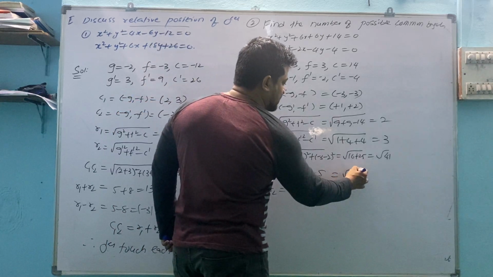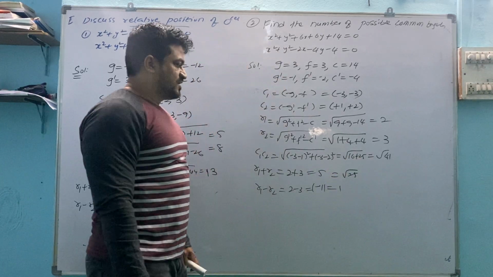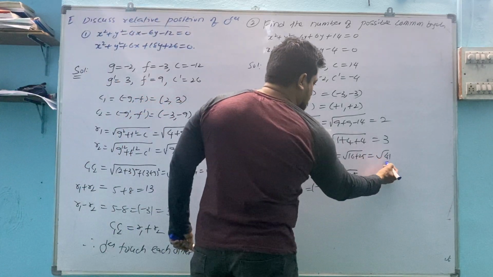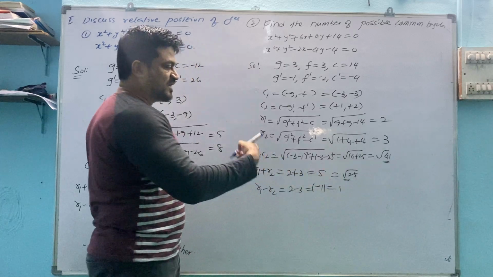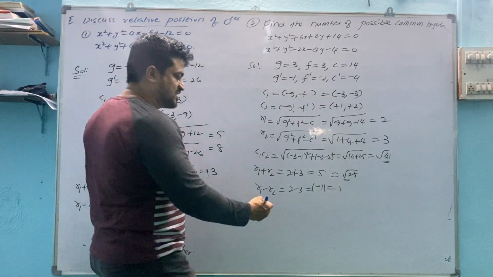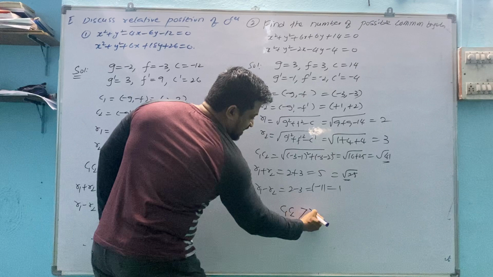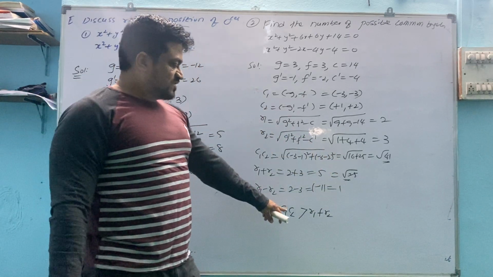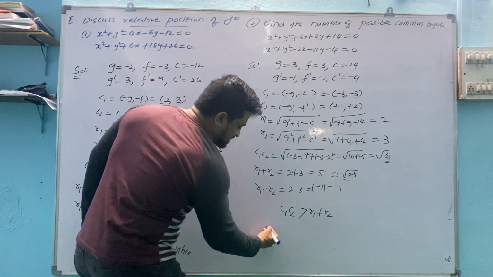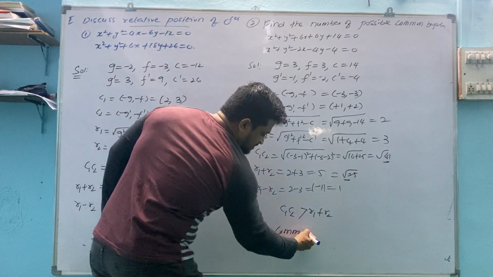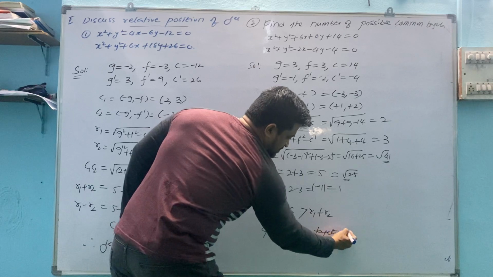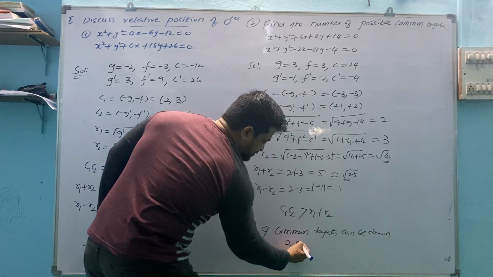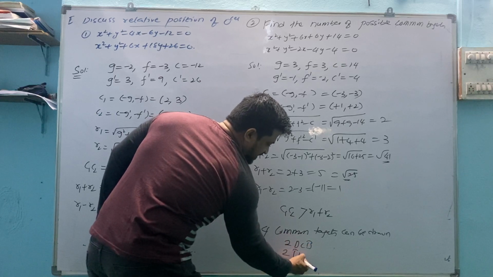5 can be written as root 25. Now check C1C2 and R1 plus R2 distances. C1C2 is root 41, R1 plus R2 is 5, that is root 25. So which is greater? C1C2 is greater than R1 plus R2. So what are the conditions I have given to you? If C1C2 is greater than R1 plus R2, 4 common tangents can be drawn. Out of which 2 of them are direct common tangents, 2 of them are transverse common tangents.